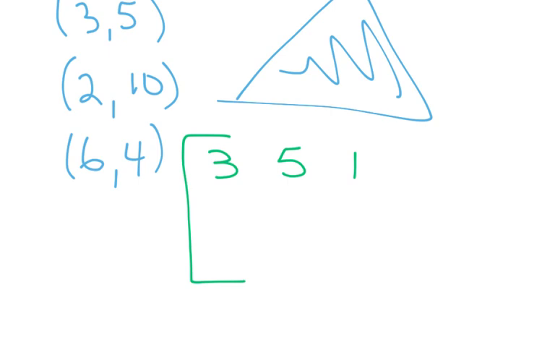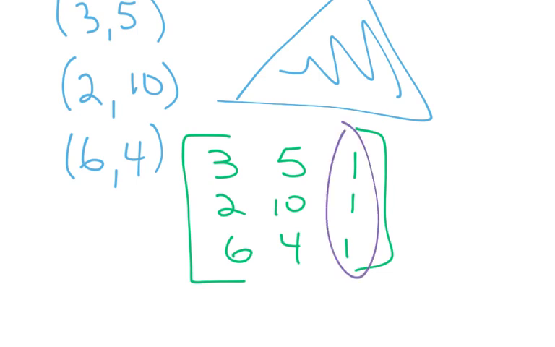3, 5, 1, 2, 10, 1, 6, 4, 1. So the one thing that's interesting about this is that you have to have ones in the last column. And we're going to do the matrix in our calculator and go to determinant. And remember, it's 1/2, whatever that value is. And if it's negative, we'll make it positive because it's the absolute value actually. So I'll check that in my calculator.